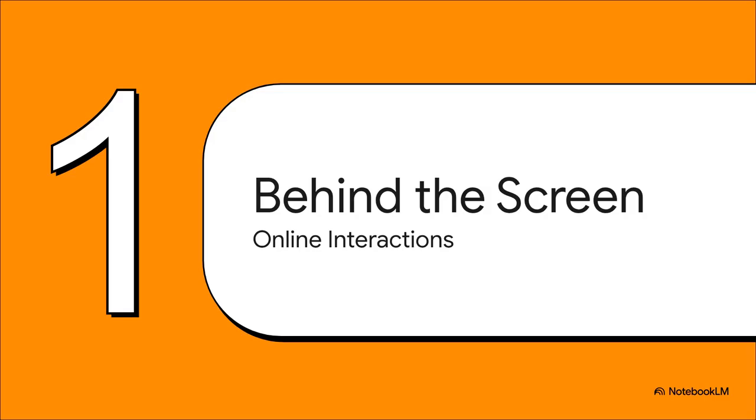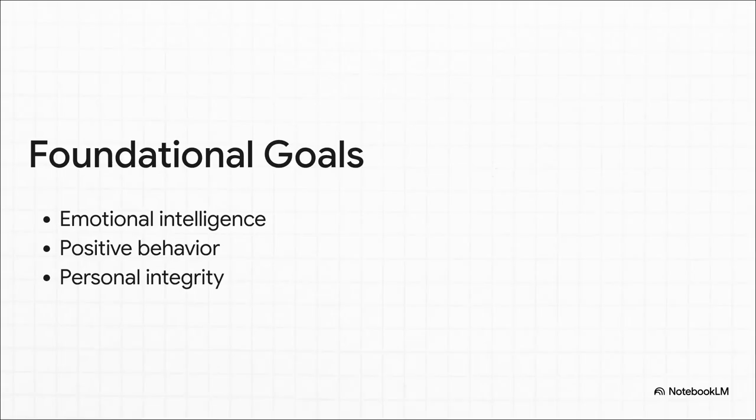Which brings us to Section 1, Behind the Screen, exploring the reality of our online interactions. You see, we spend years, like our whole childhoods, learning how to interact with people face-to-face. We learn to read body language, pick up on a subtle tone of voice, decipher facial expressions. But online, we totally lack those physical cues. Because of that, we actually need immense emotional intelligence in our digital spaces. Our digital environments aren't some separate alternate reality. They are a direct extension of our real lives.